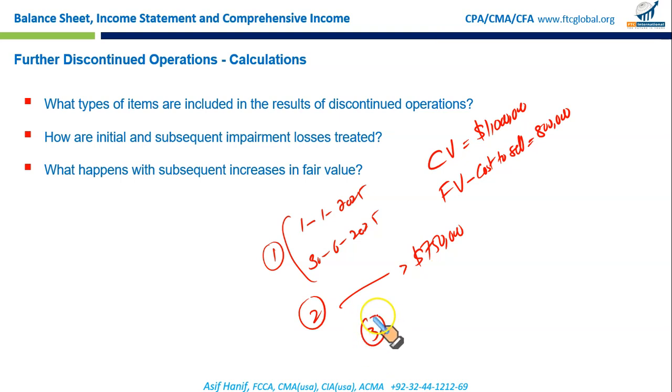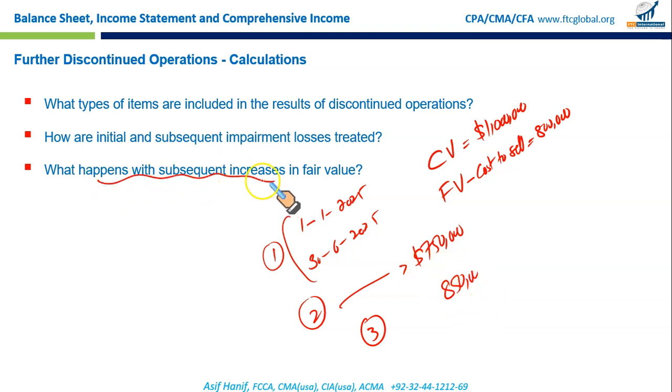And the third component we will discuss in detail further: the impairment loss and any subsequent fair value adjustments. Given the initial fair value is less than the carrying amount, what was our initial fair value? Less cost to sell, it was $800,000. So let us suppose that after a few months, the fair value of the division increases to 850. This is the point we are discussing.